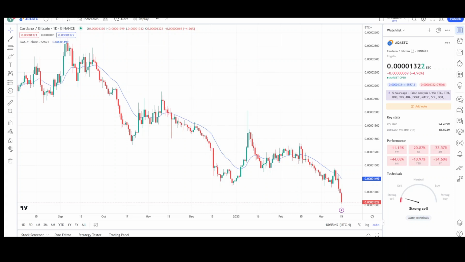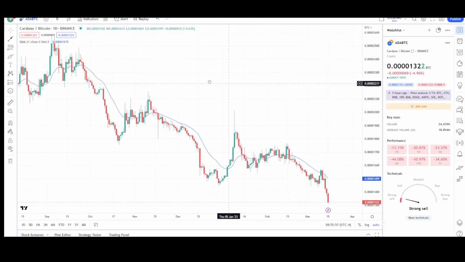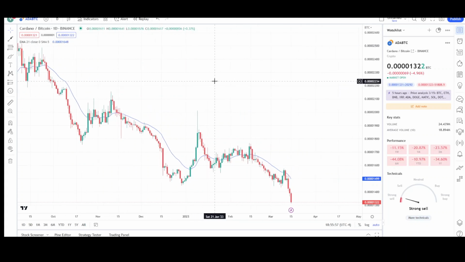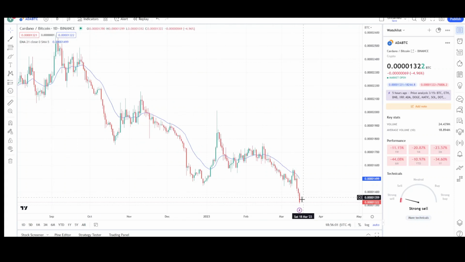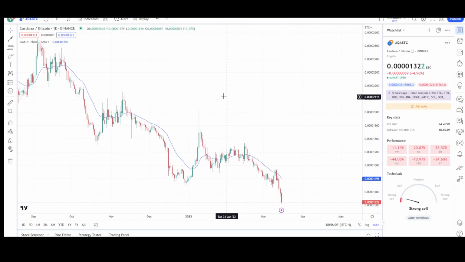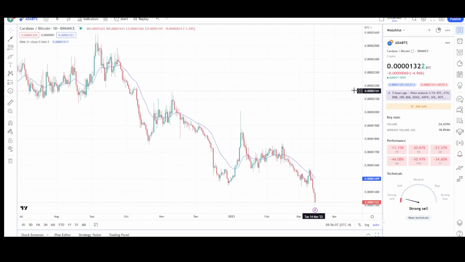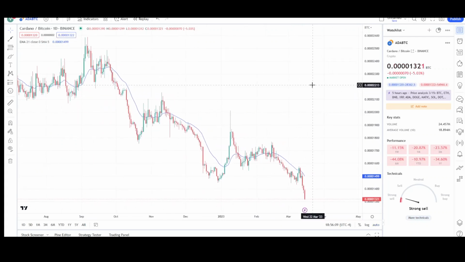I will first go over what I've seen in the daily chart and finish the video off with the weekly chart. So here we have the daily chart again for ADA BTC, and you can see that we've been going down for quite a long time, and just the past couple of days has been a good movement towards the downside. So let's go over the support and resistances.